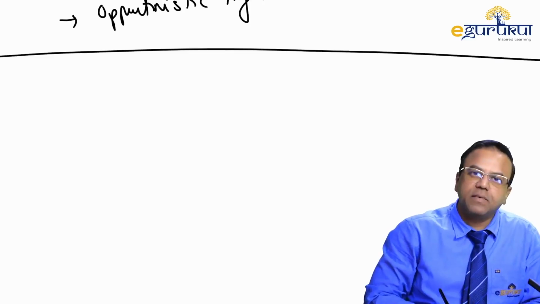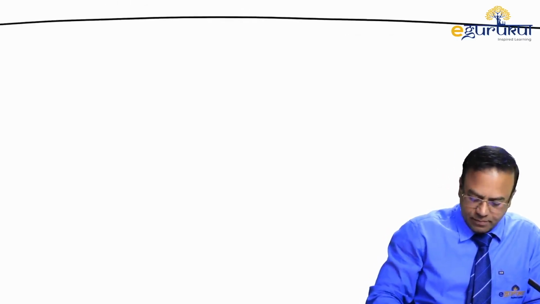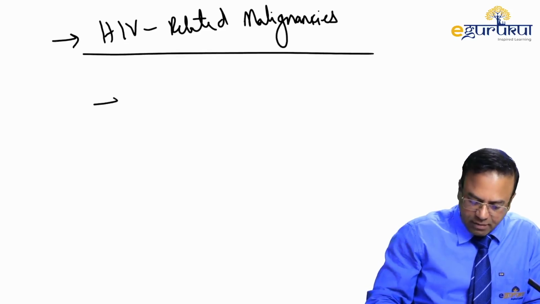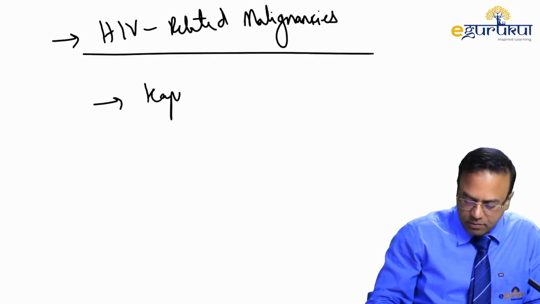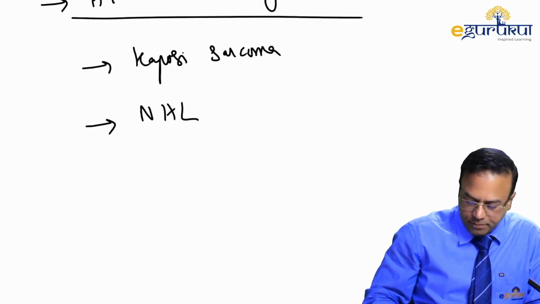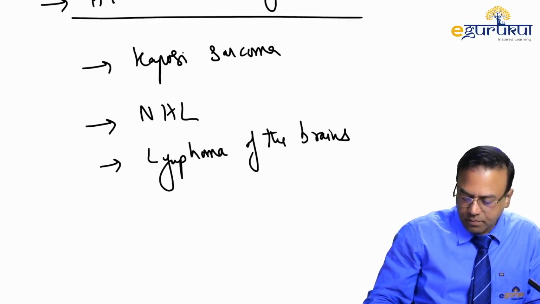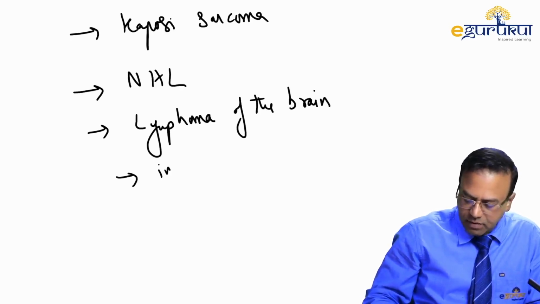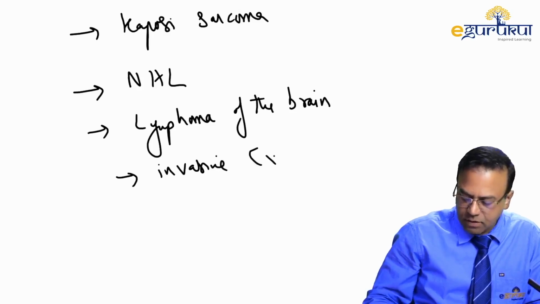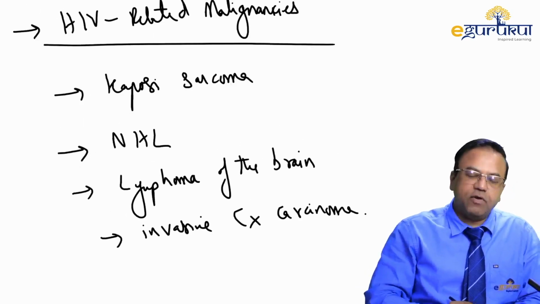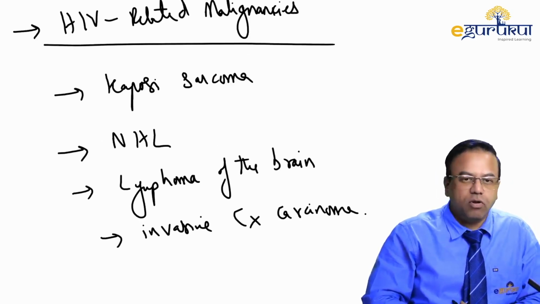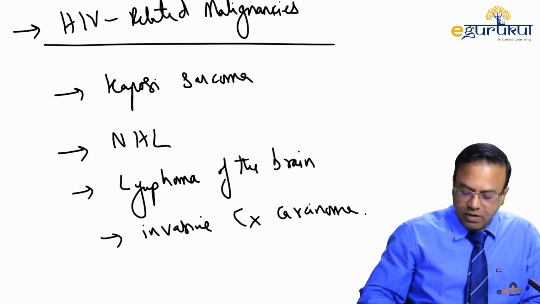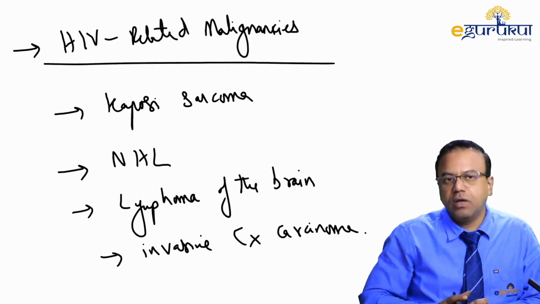Another question that they ask in our exam is the HIV-associated malignancies. These are referred to as the HIV-related malignancies. In the list of HIV-related malignancies, we have Kaposi sarcoma, non-Hodgkin's lymphoma, lymphoma of the brain, also referred to as the primary CNS lymphoma, and invasive cervical carcinoma. So these four are referred to as HIV-related malignancies. Even this is a question that has been asked in the past, so you should know the important cancers that are linked with HIV.